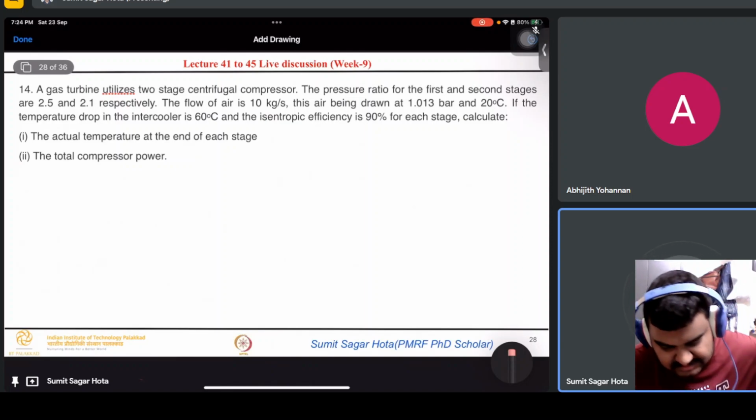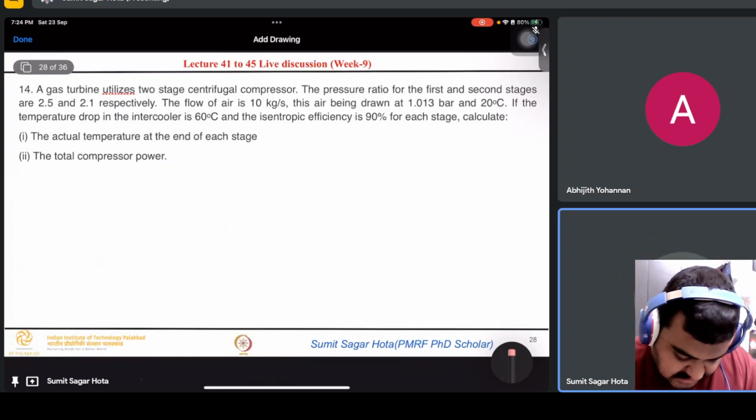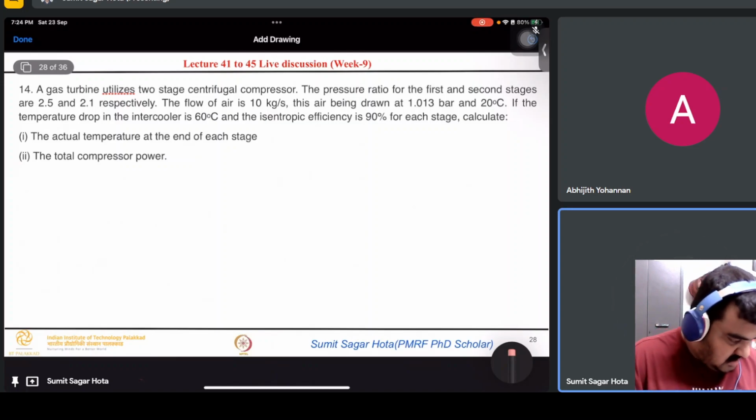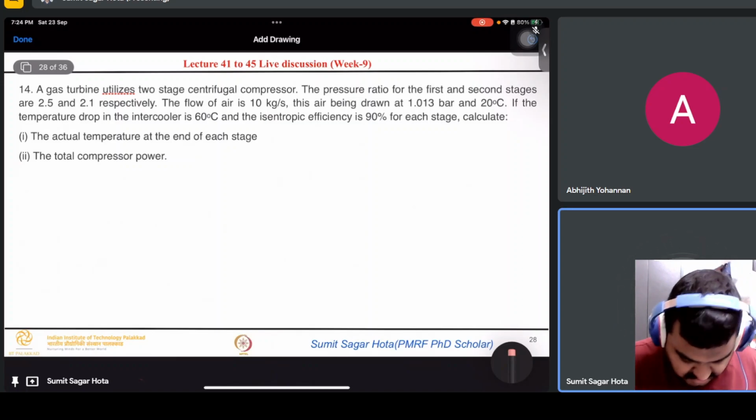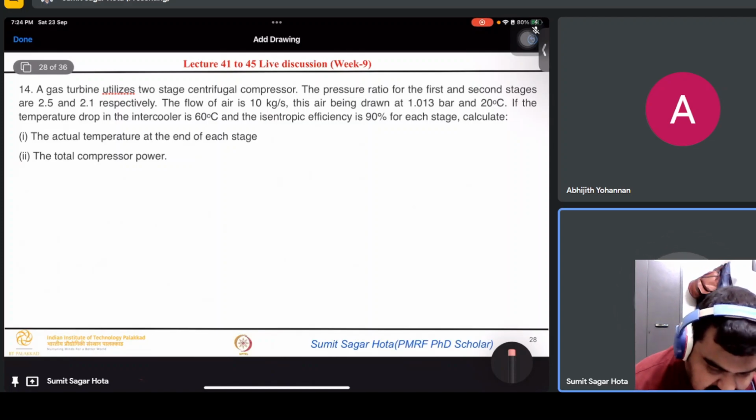There are two types of question that can be asked. The first question is related to the angles, and the second type of question is related to your cycles. Two types of question from the centrifugal compressor can be asked as the short question. Okay, this type of questions are the second type.